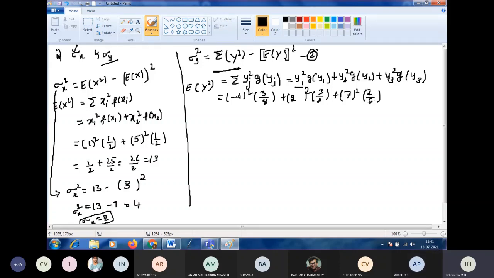Okay, now 4 4s are 16. Minus square is also plus. 16 into 3/8 plus 4. 2 2s are 4. 4 3s are 12, 12/8 plus 7 7s are 49. 49 into 2 is 98. Take LCM. 8 is in the denominator. 16 3s are 48 plus 12 plus 98.